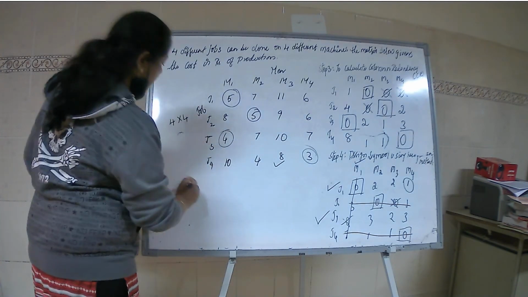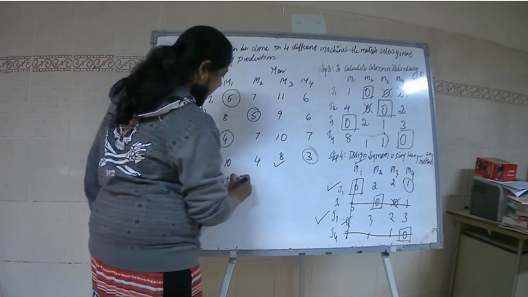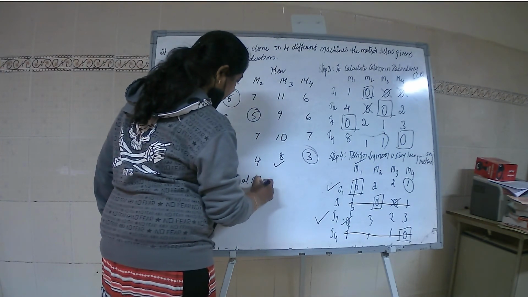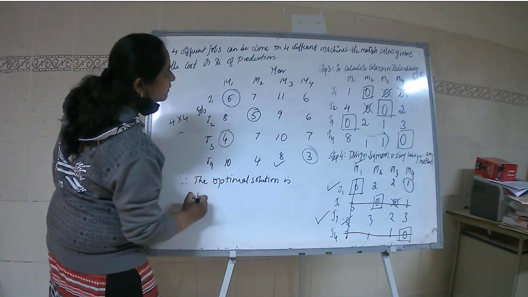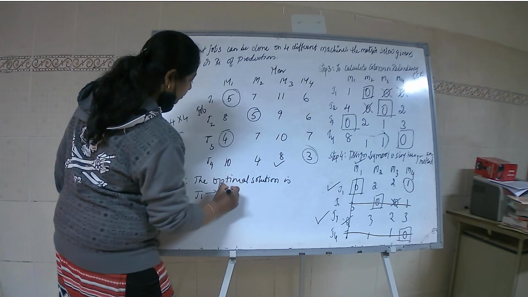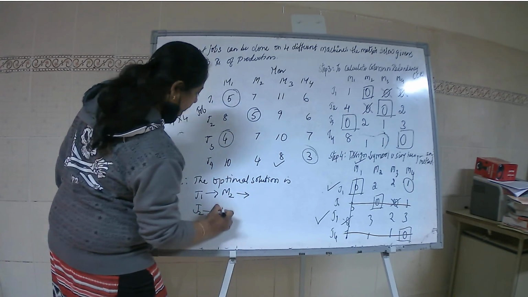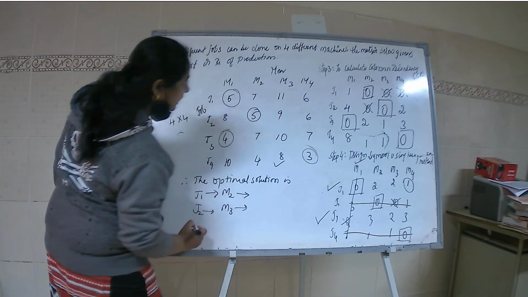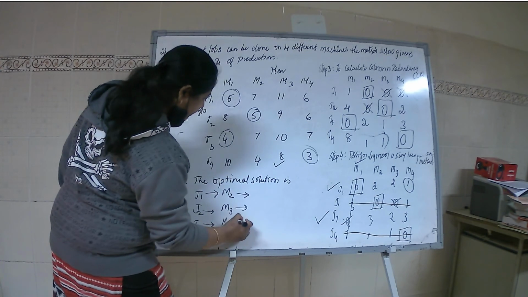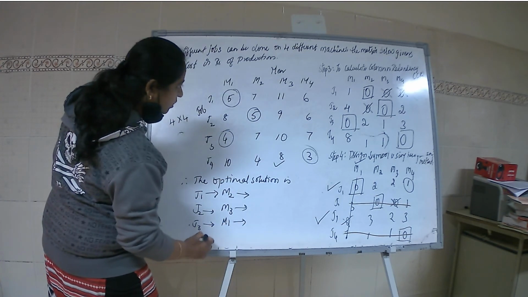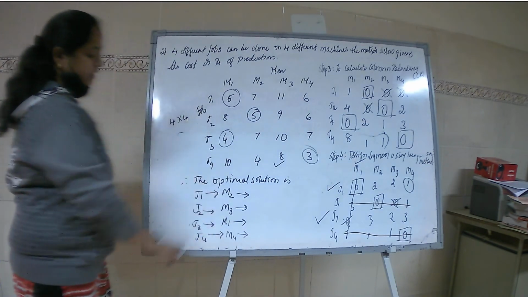So therefore the optimal solution is that J1 is given to M2. J2 is given to M3. Then J3 is given to M1. J4 job is given to M4. So all different jobs are given to different people.